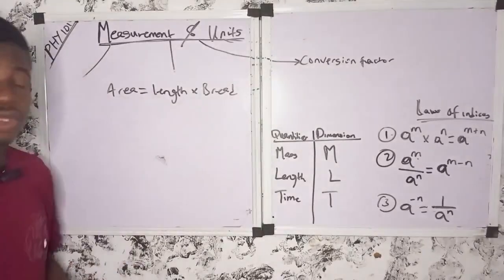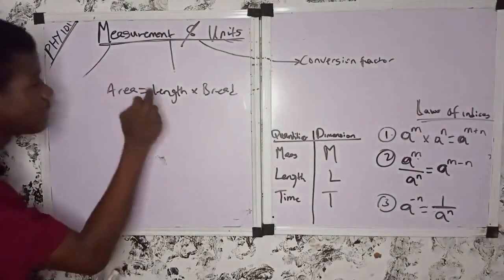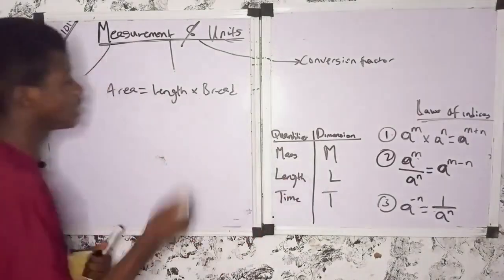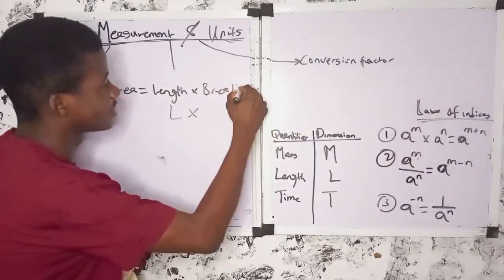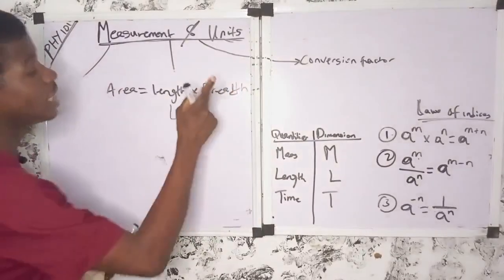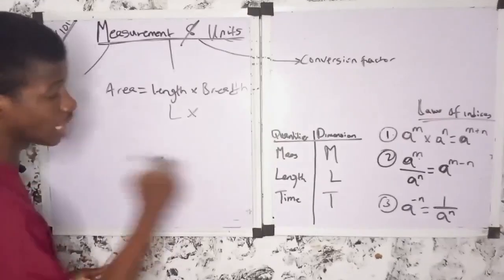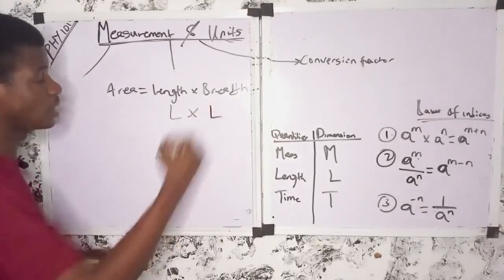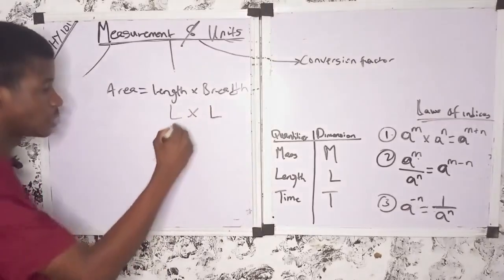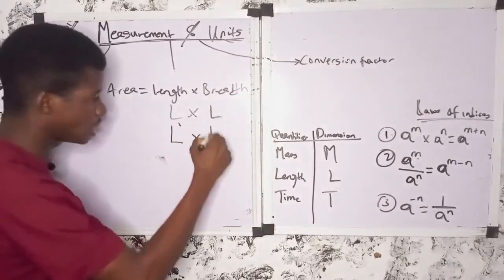Area is equal to length times what? Length times breadth. And what is the dimension of length? The dimension of length is capital letter L, okay? Then times breadth. Now I told you that breadth has the same dimension as length. So it's still capital letter L, okay? L standing alone is still L raised to power 1. The same thing, L raised to power 1.